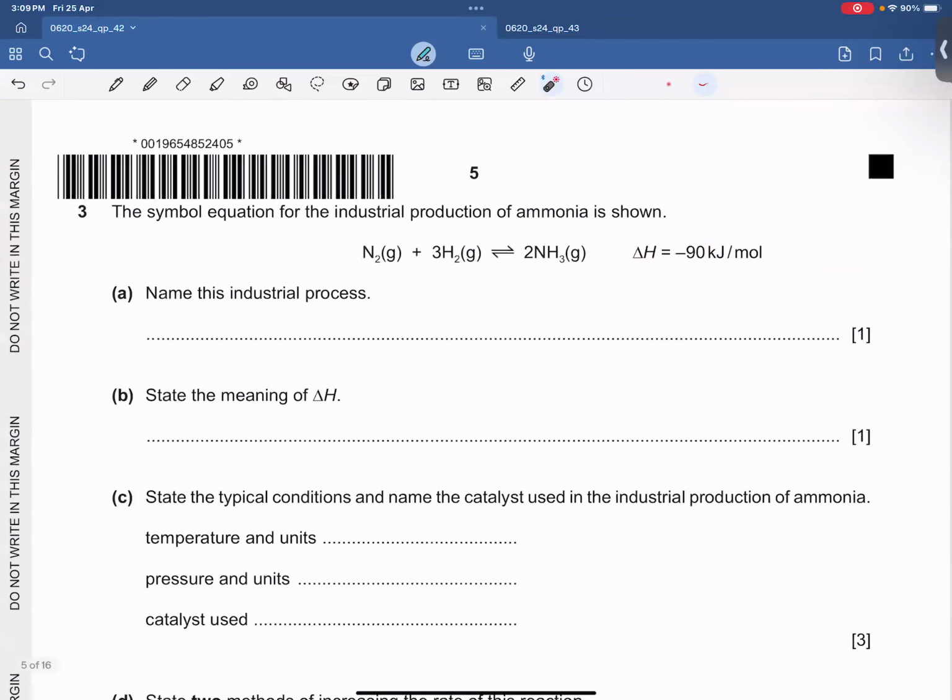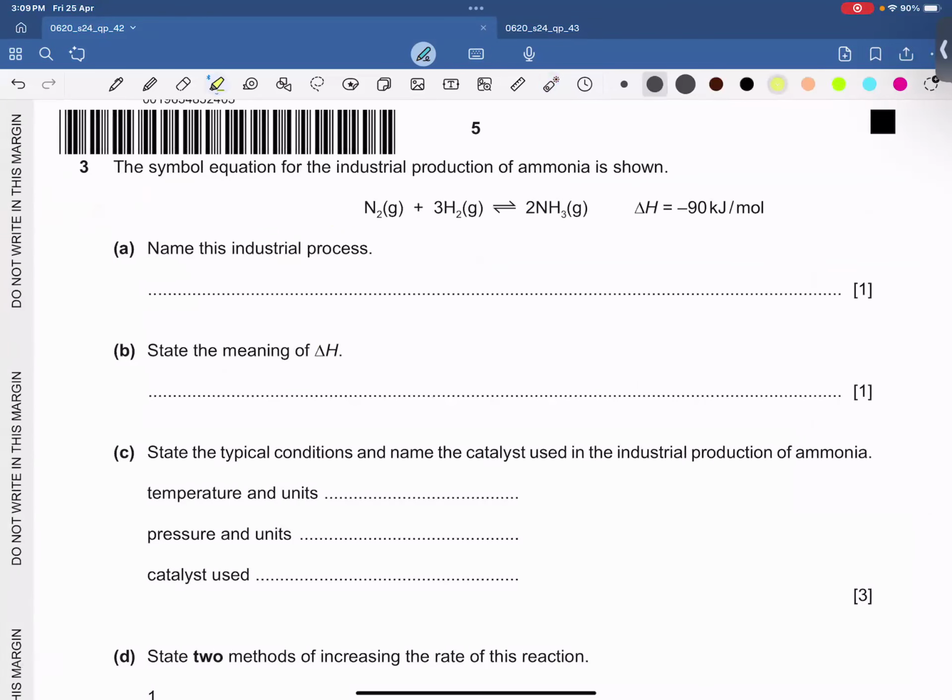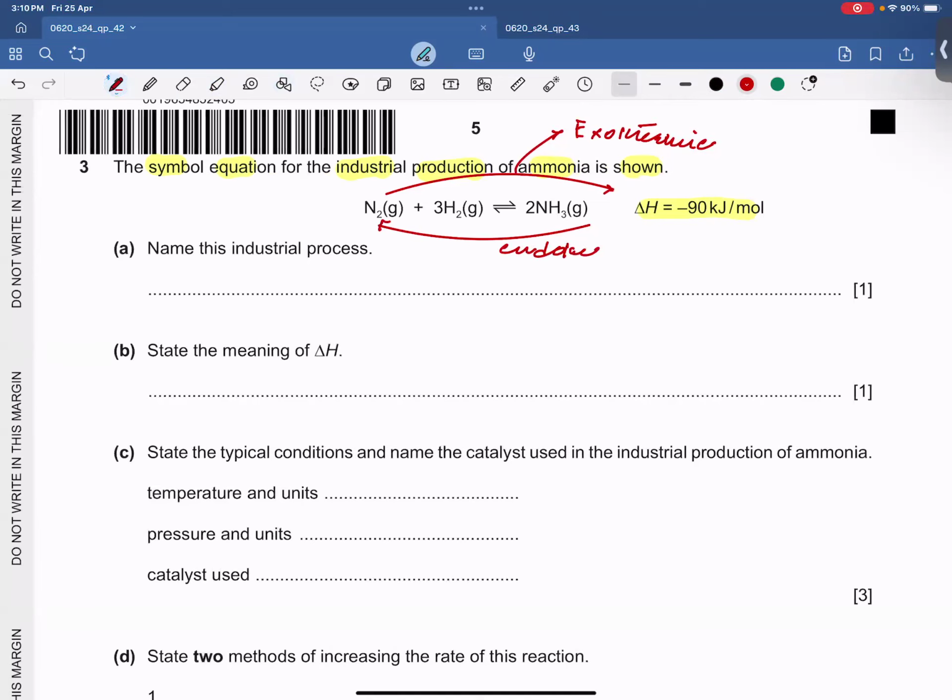Next question, question number 3. The symbol equation for the industrial production of ammonia is shown. The reaction is exothermic, which means the forward reaction is exothermic. So if the forward reaction is exothermic, obviously the backward reaction becomes endothermic, or the reverse reaction is endothermic. Name this industrial process. By the way, it is the Haber process.